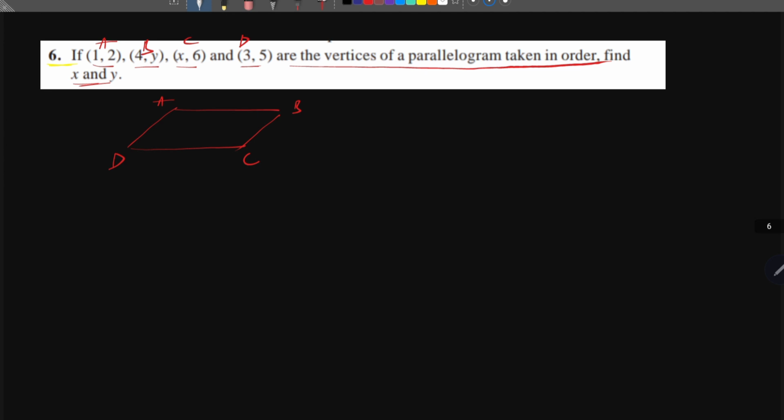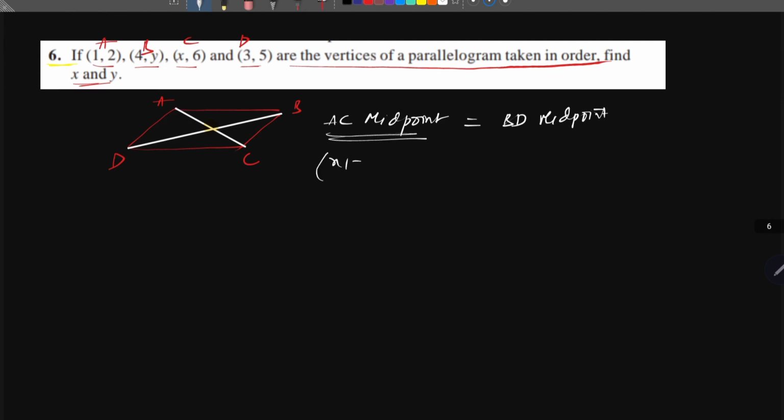So there is one property in a parallelogram. In a parallelogram, diagonals bisect each other. Bisect each other in the sense the midpoints of the locations are equal. So apply the diagonal midpoints. So AC midpoint is equal to BD midpoint. Okay, so then the midpoint formula is applied.